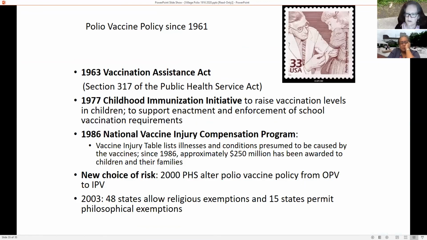And so my last slide just tells you that initially we had a Salk vaccine, and we moved to the Sabin vaccine, which works far more powerfully and provides herd immunity until 2000. And we now are using the Salk vaccine again.